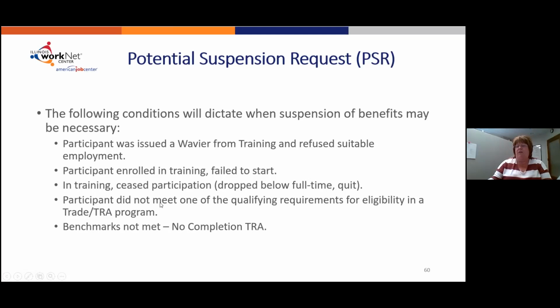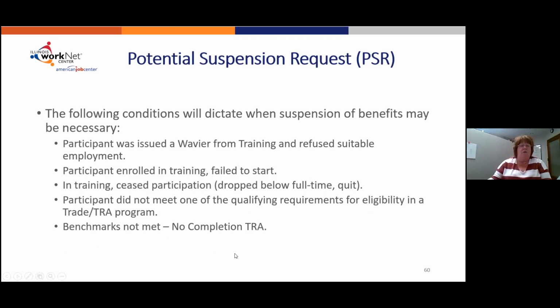If the participant did not meet one of the qualifying requirements for eligibility in a trade or TRA program, I've not seen that happen yet, but it is a potential. Say something was not right and maybe they really weren't a part of the worker group, or for whatever reason. Those would be very few and far between.